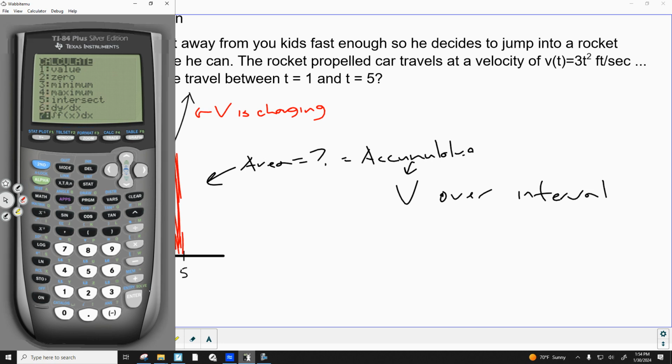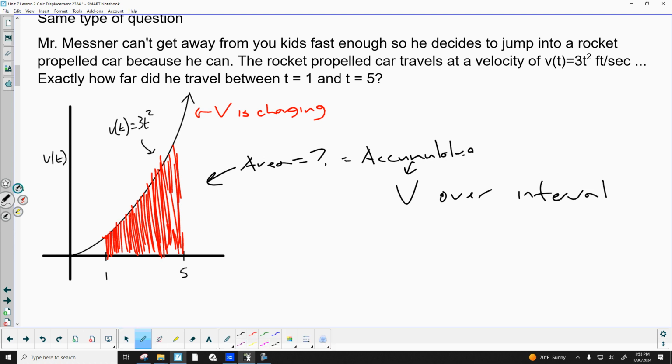Let's go to 7, let's press enter. We need to give it an interval. I got 1 and 5, so let's type in 1, press enter to set my lower limit. Let's press 5, then enter to set your upper limit, and let's see something beautiful on your calculator that you've never seen your calculator do before. Yo, 124. 124 feet. That's that area.